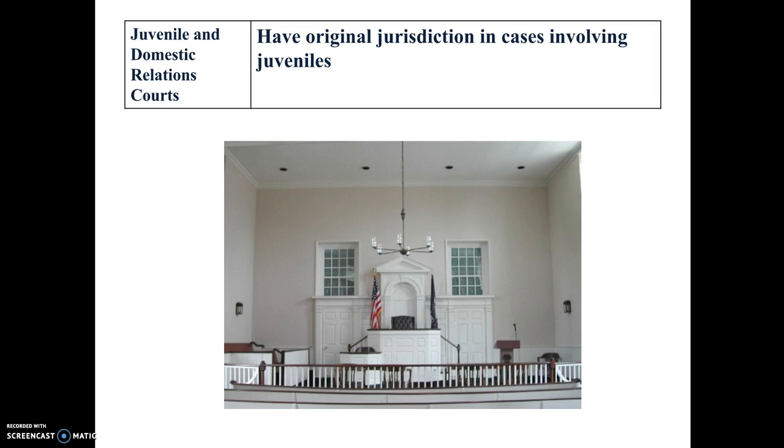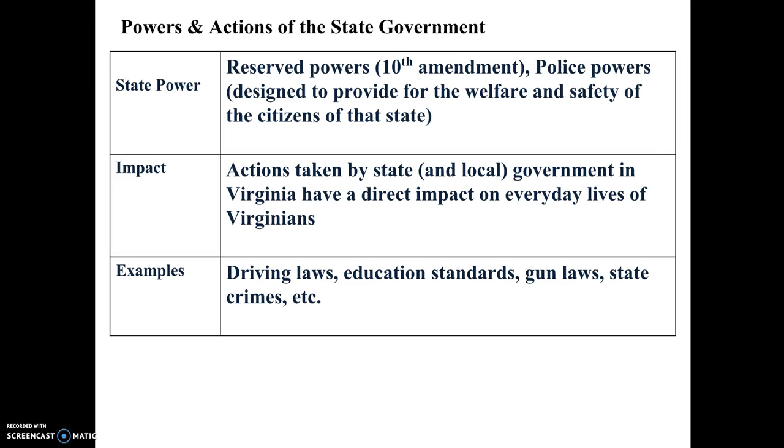So there you have it. Those are the 3 branches of Virginia state government.